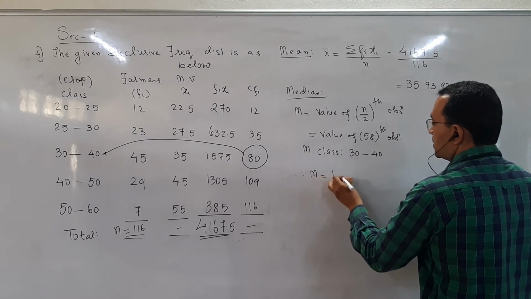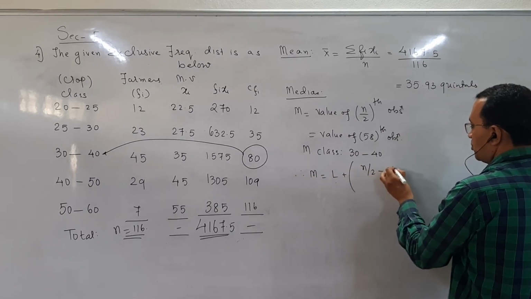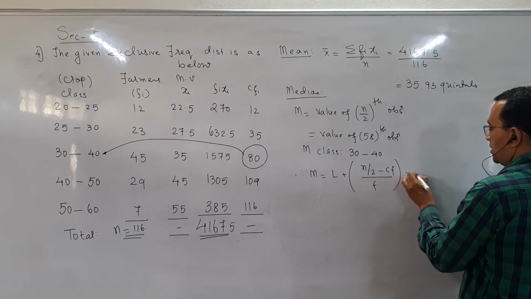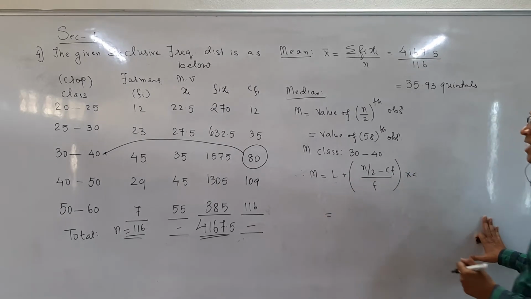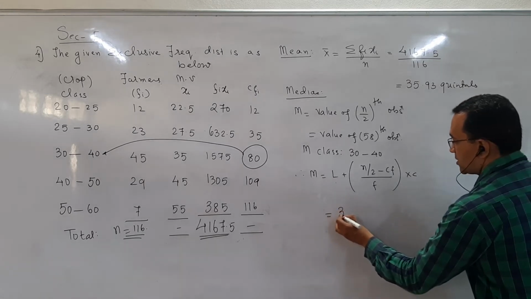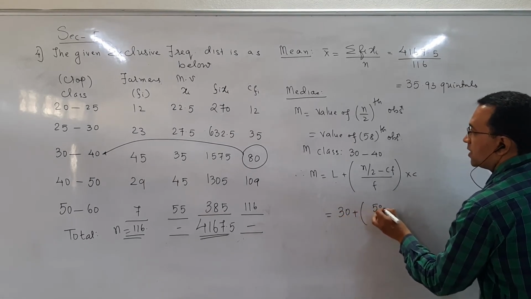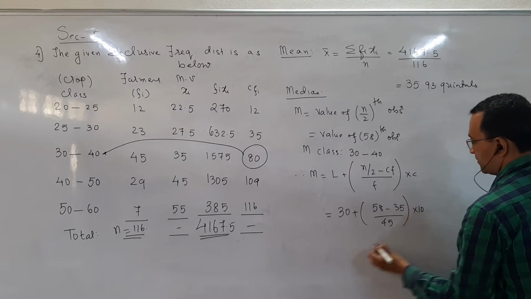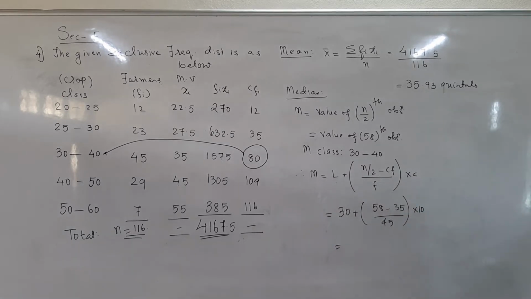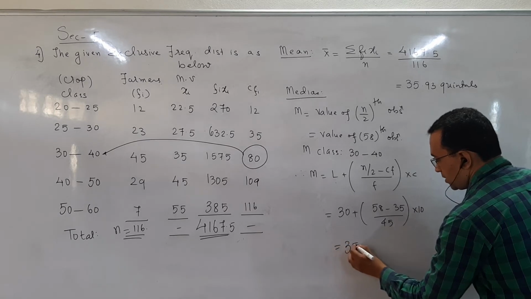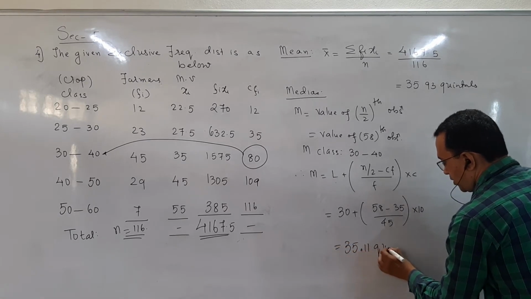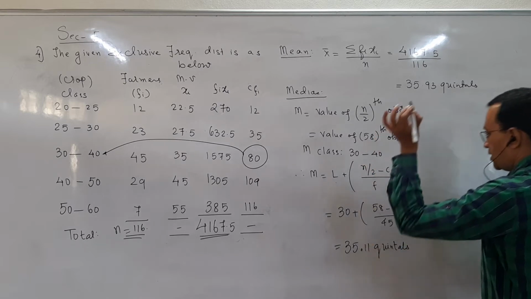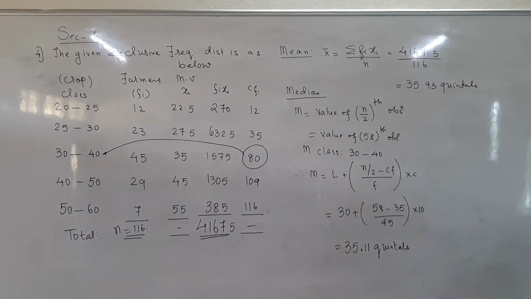Now median is equal to L plus n by 2 minus CF upon f into c. Since this is exclusive, class limits and boundary points are same. 58 minus 35 upon 45 into 10. Simplifying, students, the answer comes out to be 35.11 quintals. This is the answer of median, students.